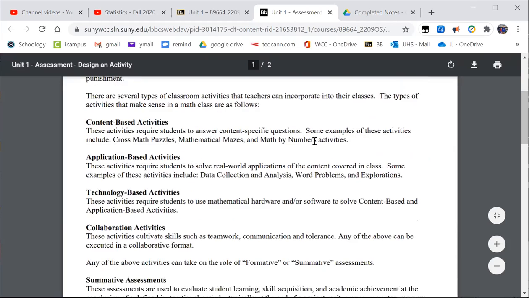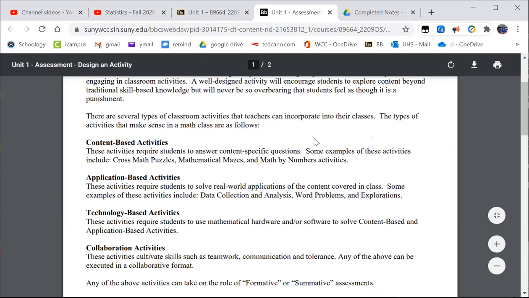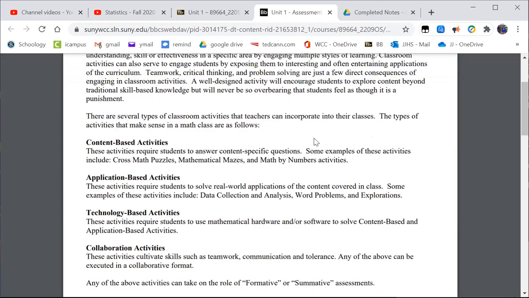We want to come up with activities that are going to be meaningful and also engage with the different learning styles. There are several types of classroom activities that teachers can incorporate into their classes. The types of activities that make sense in a math class are as follows: content-based, application-based, technology-based, and then collaboration activities. The content is based on the mathematics itself. Application is applying the math to some real-world phenomenon. Technology is using mathematical hardware and software to solve content-based and application-based activities.